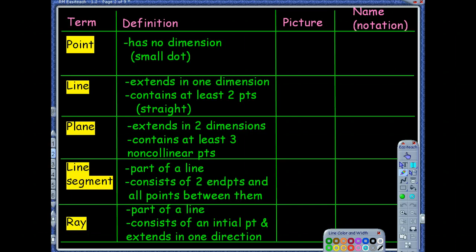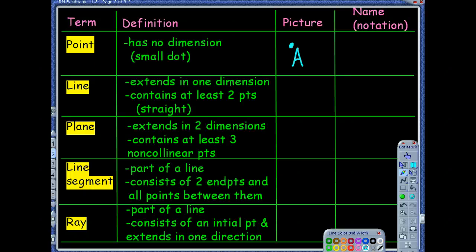That's right. So to start off with, point. You guys have used points before, but notice the definition: it has no dimension. It's a small dot. You've used points a lot of times in algebra last year to draw a location on a coordinate plane. So Mrs. Hope Graby drew a lovely point, and notice right next to it she wrote a capital letter. She chose the letter A. That is how you name points.